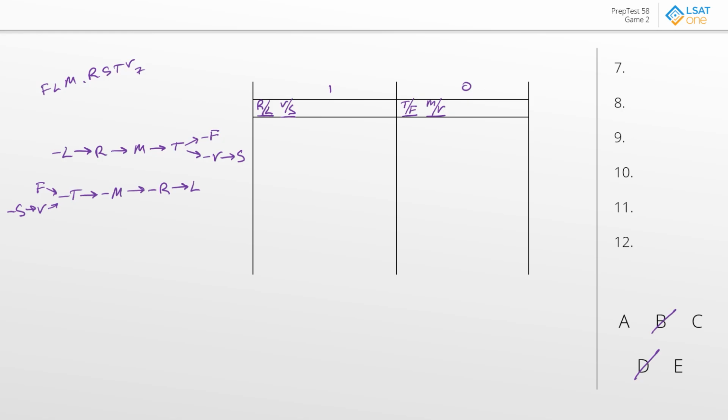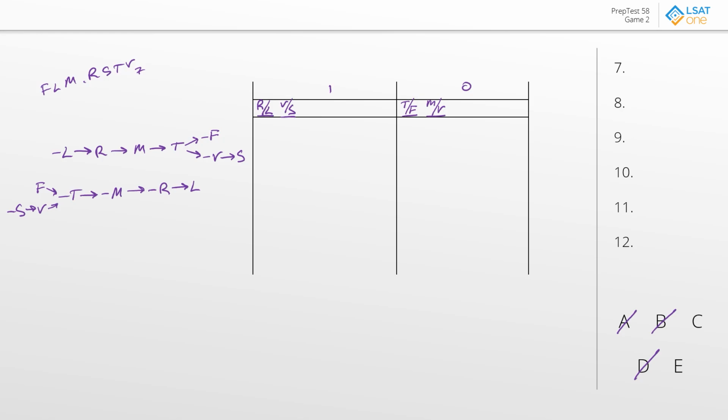Next, if we don't have an S, then we have to have V. Now, A has an S, so it doesn't apply. C has an S, so it doesn't apply. E has an S, so it doesn't apply. So this doesn't do anything for us. Next, if we don't have R, then we have to have L. So A has no R, and it also doesn't have an L, so we can get rid of answer choice A. Answer choice C does not have an R, but it does have an L, so we're fine. And the same thing with E.